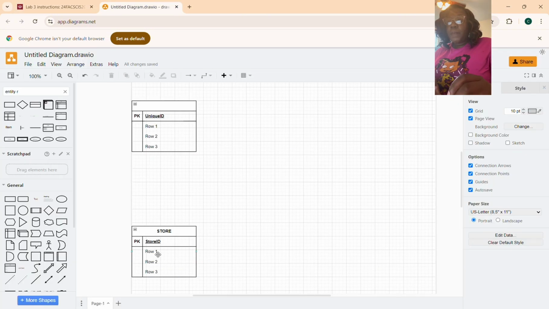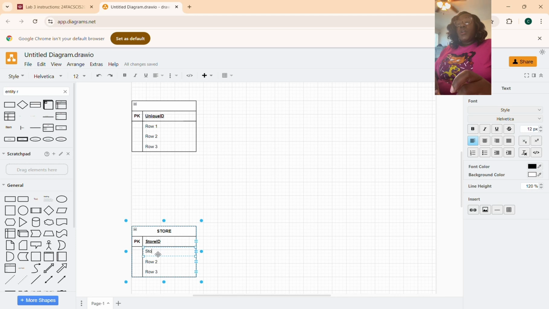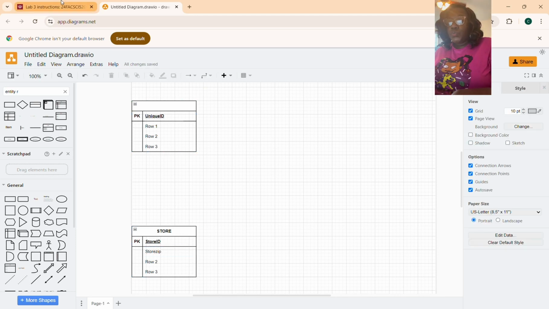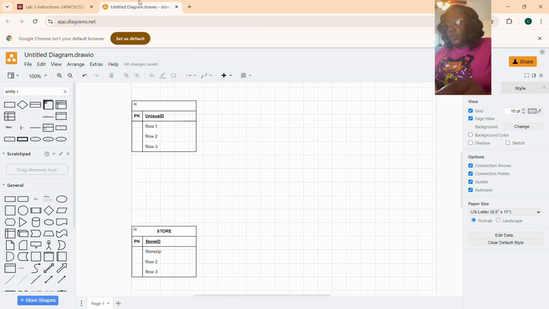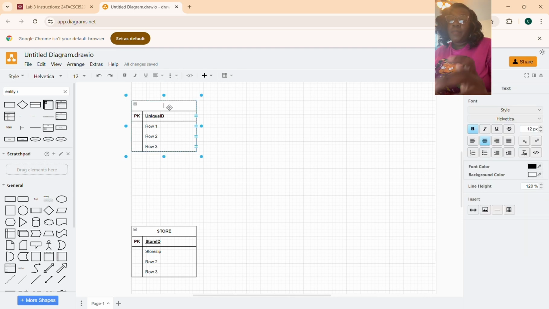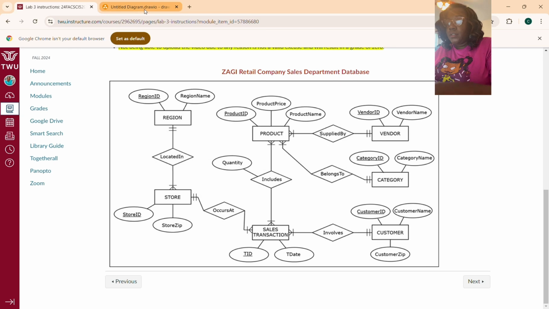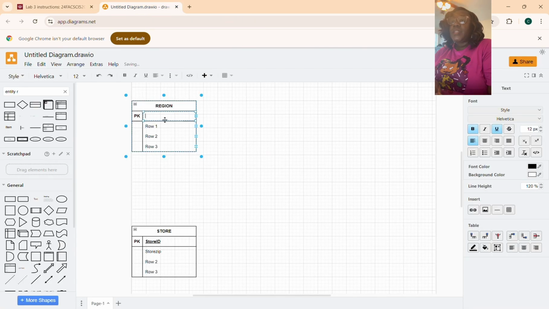And then when we go look back, our next one is going to be region. So again, in capital letters, we are going to put region. And then our primary key, if we don't have to go back, but if we do, is going to be region ID. So that one's going to go here as the region ID. And then also we're going to add region name. And that's going to be that for that one.